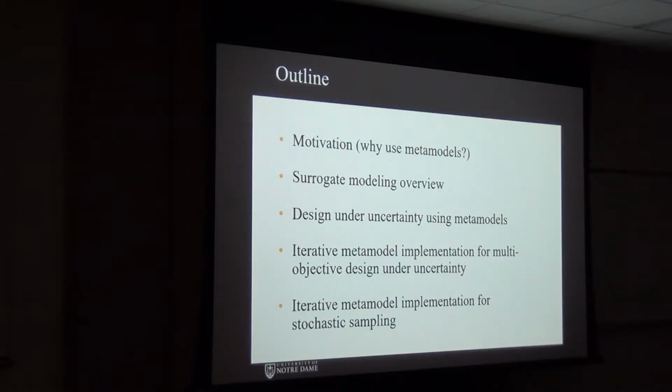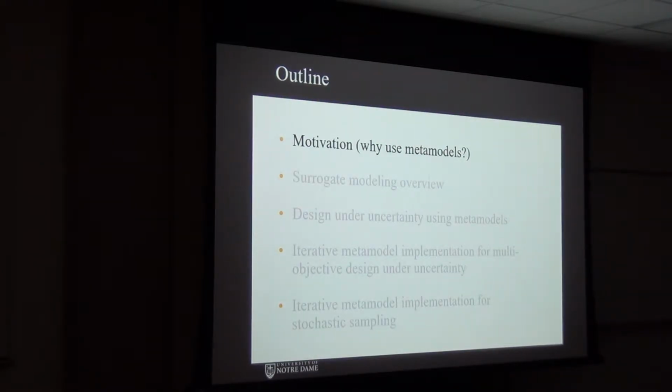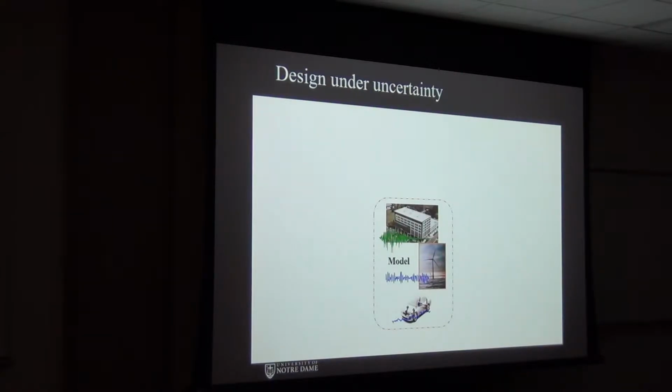Let me try to convince you why surrogate models are cool, especially looking at the design under uncertainty problem. This is the system that I'm trying to design, and I have some model for it. It can be a car driving on a rough road, a wind turbine exposed to wind and waves, or a building under earthquakes. I really don't care what it is, but I can build a model for it.